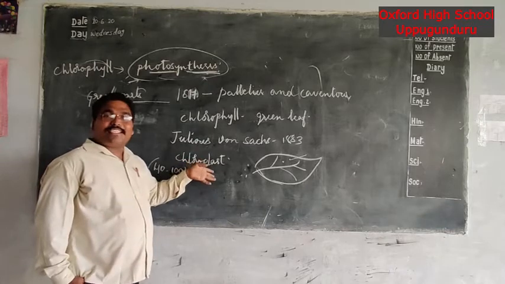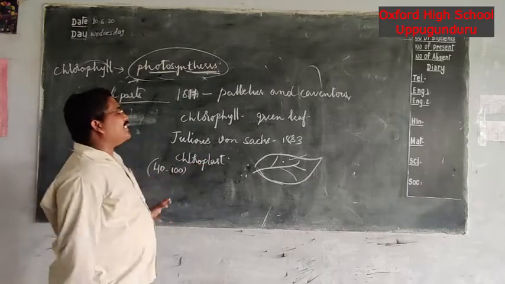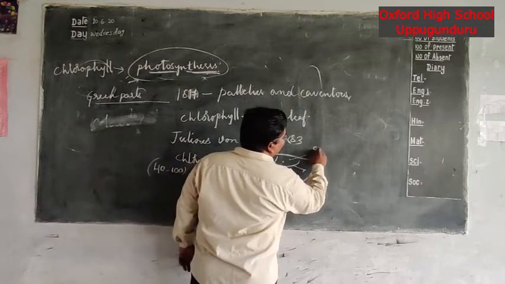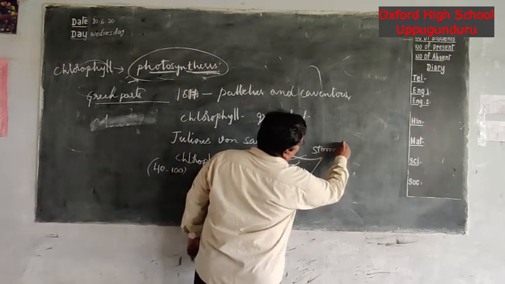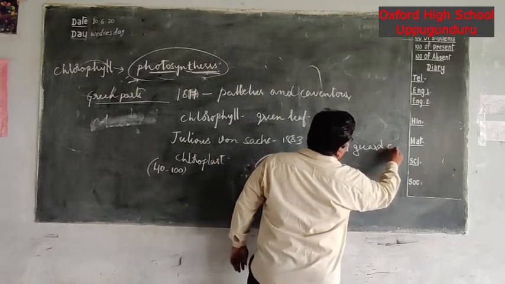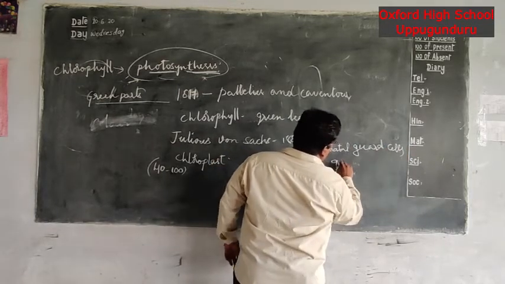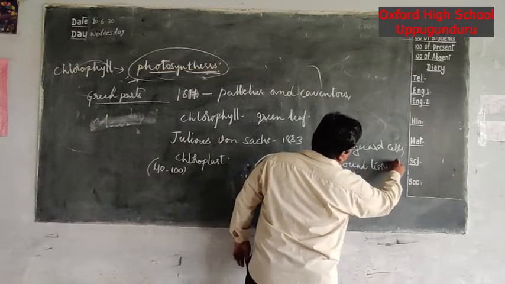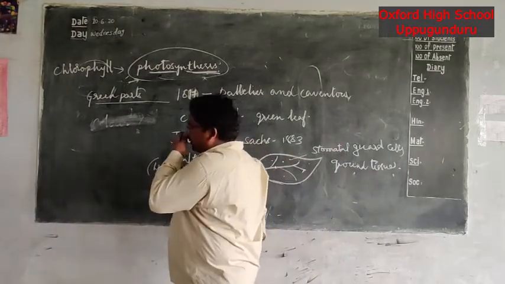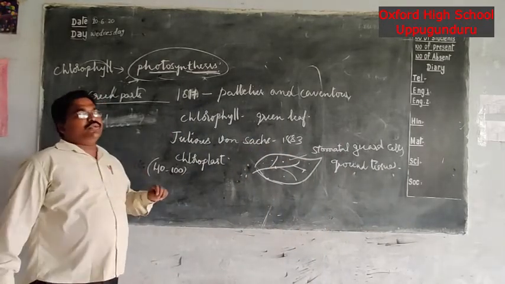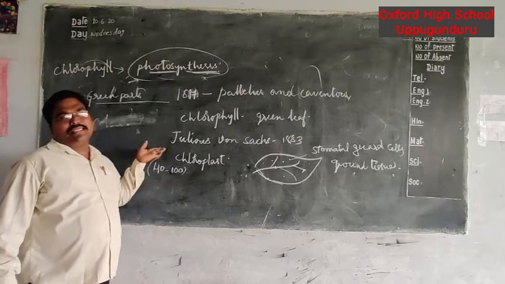Okay, the chloroplast is present in the stomatal guard cells. We have discussed that stomata are present with the stomatal guard cells, guard cells and ground tissues. So ground tissues. So this is about the chlorophyll. Who discovered chlorophyll and chloroplast.